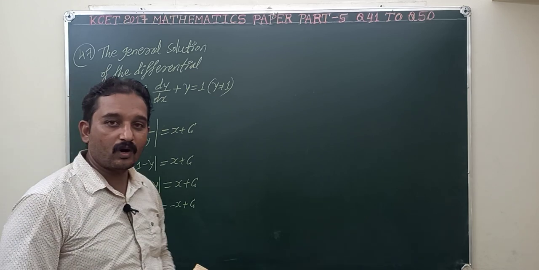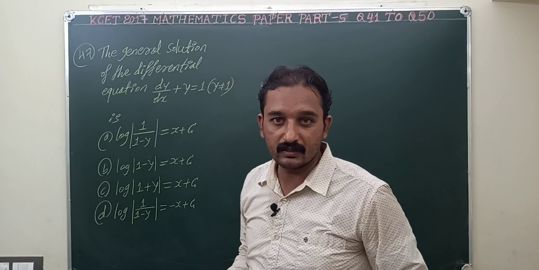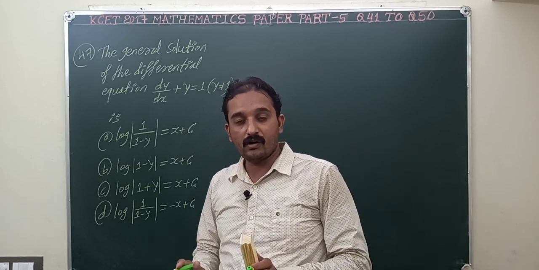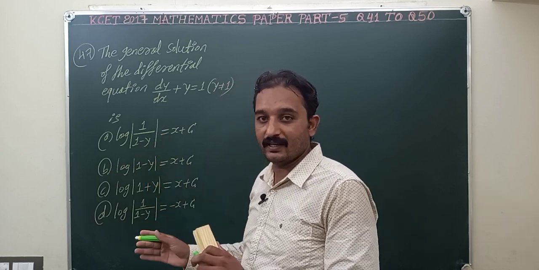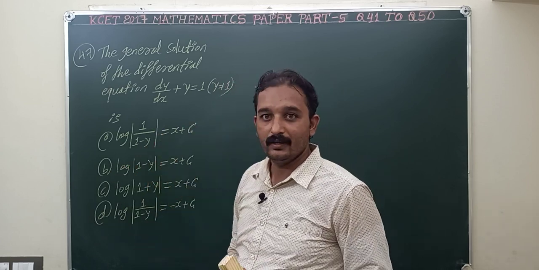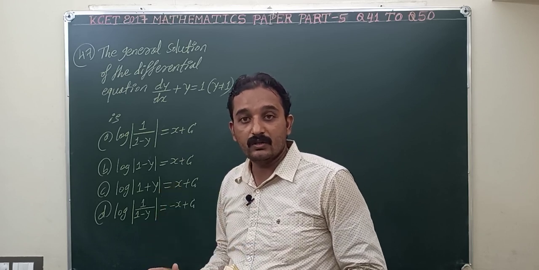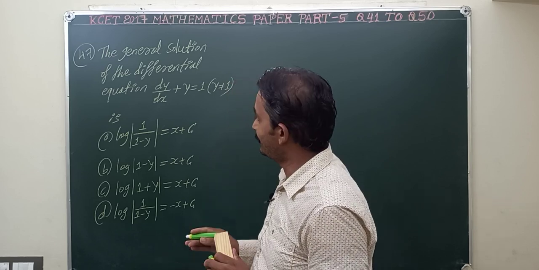So now let us move on to the next question, question number 47. Once again this question is based on the chapter differential equation. Usually there are 4 or 5 questions on this chapter in KCET. Let us take in this case the second question. This question is particularly based on finding the general solution of the differential equation by using the variable separable method. Let us see the question.